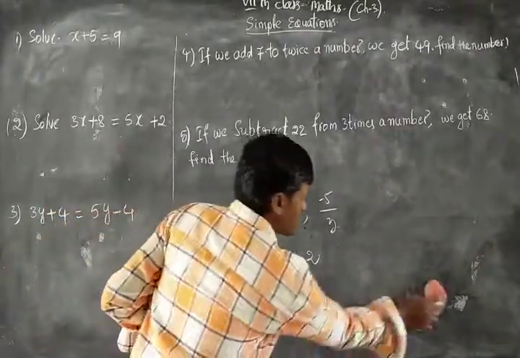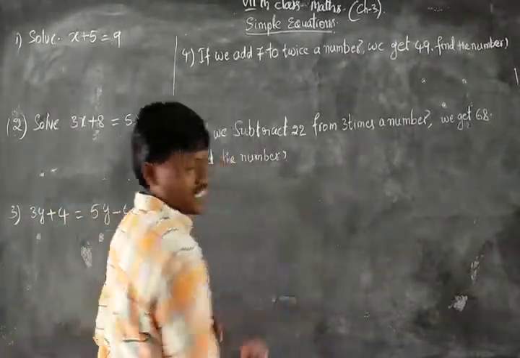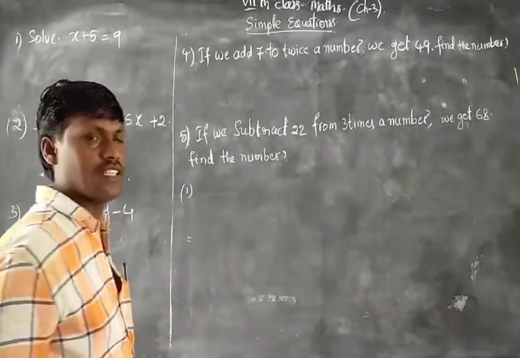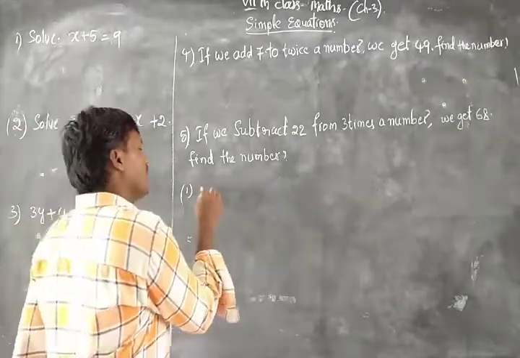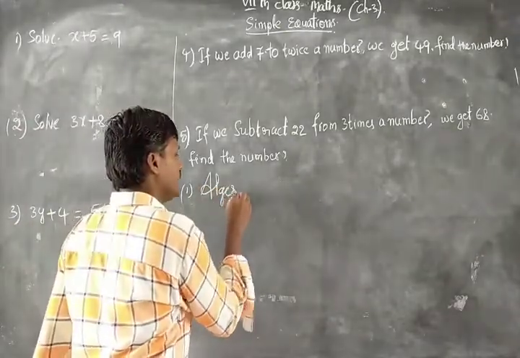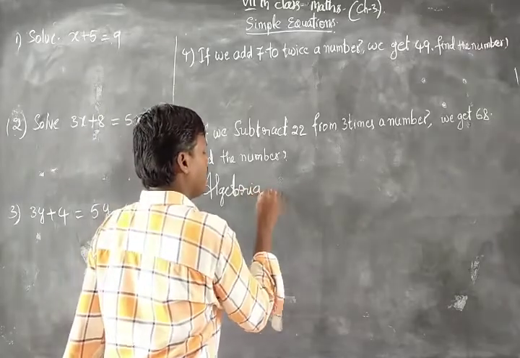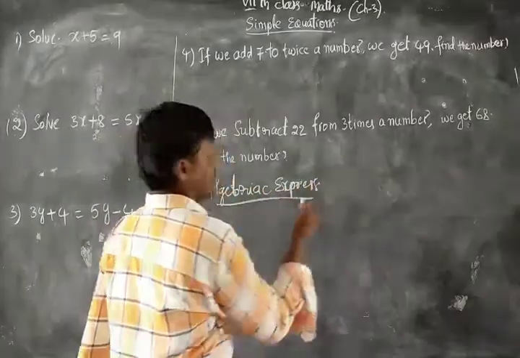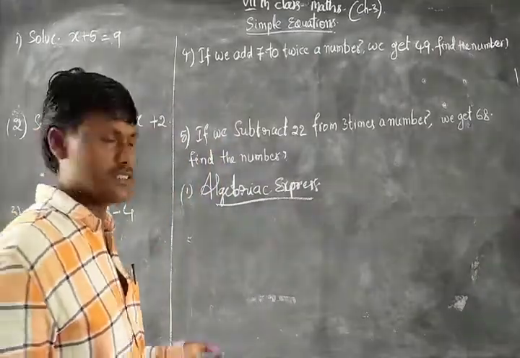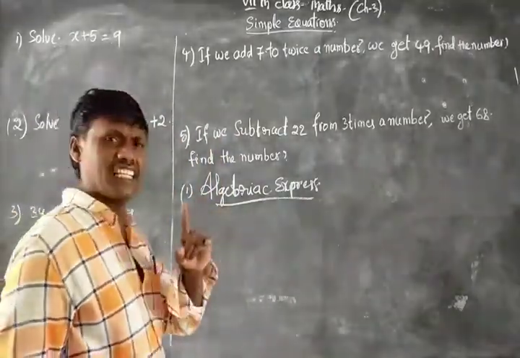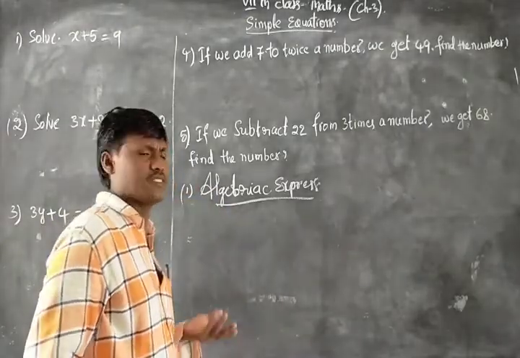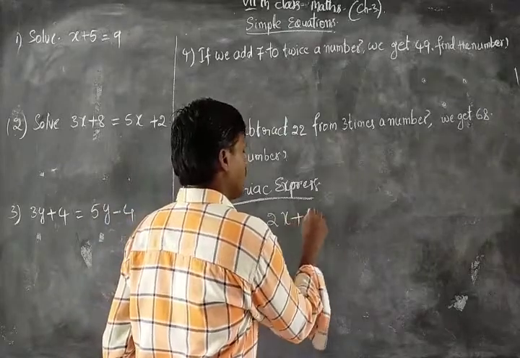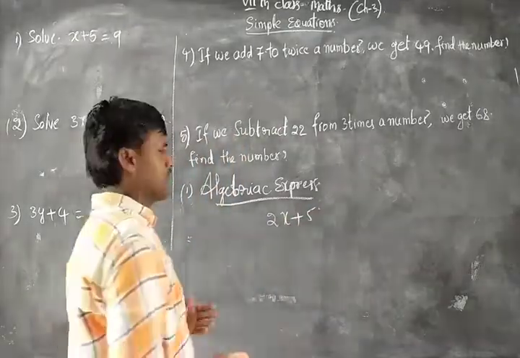Next one is algebraic expressions. What is an algebraic expression? Let us see that. An expression containing at least one algebraic term is called an algebraic expression. For example, we can write 2x plus 5. Then it is an algebraic expression.